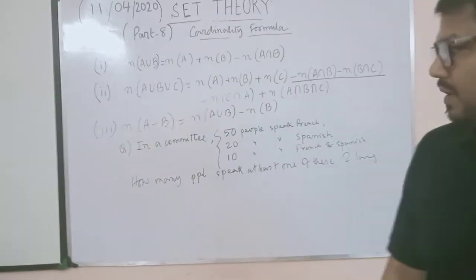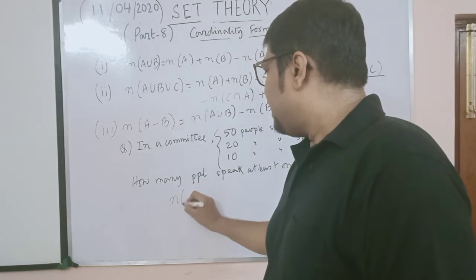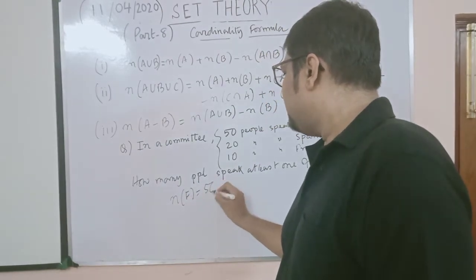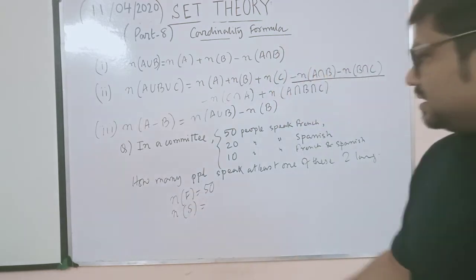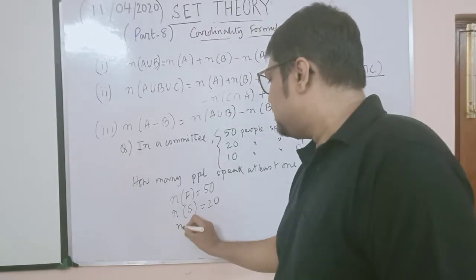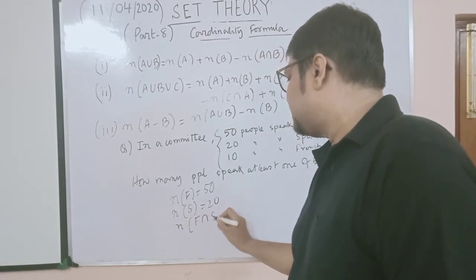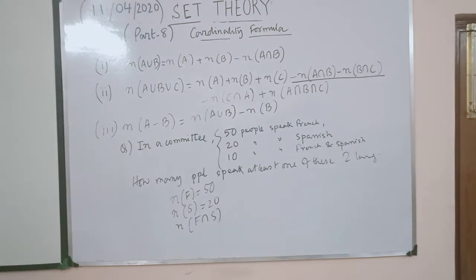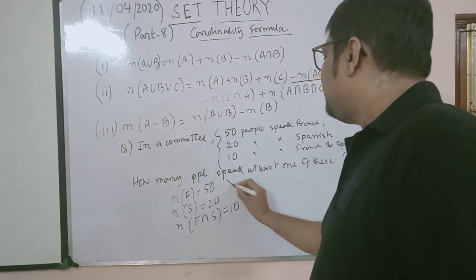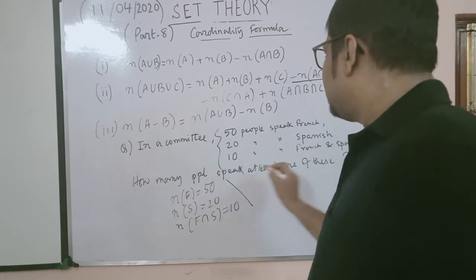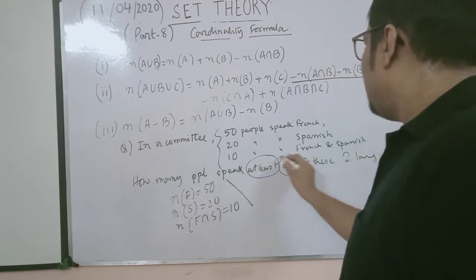Okay, so this is the question. Now see, n of f is 50. And n of s, where f means French and s means Spanish, is 20. This is the data given in the question. And n of f intersection s: why f intersection s? Because French and Spanish, the word and is specified by intersection, the common part. So f and s will be 10. Now we have to find at least one of these two languages.